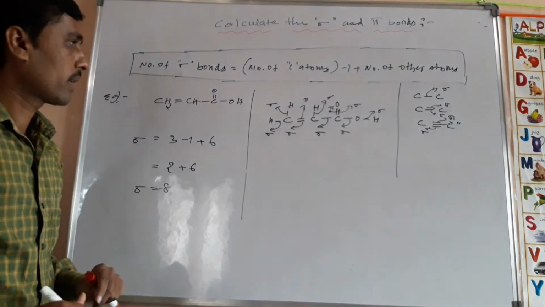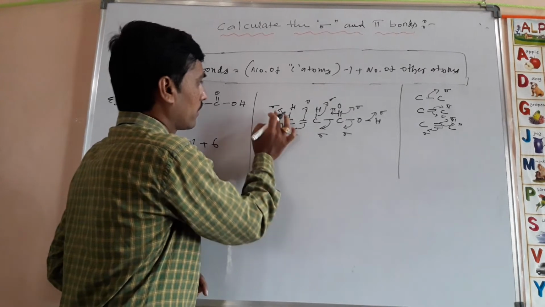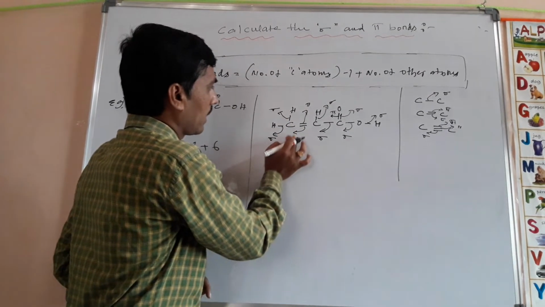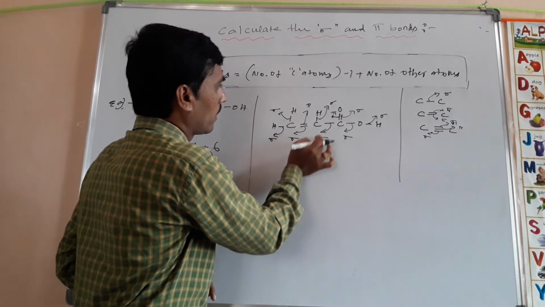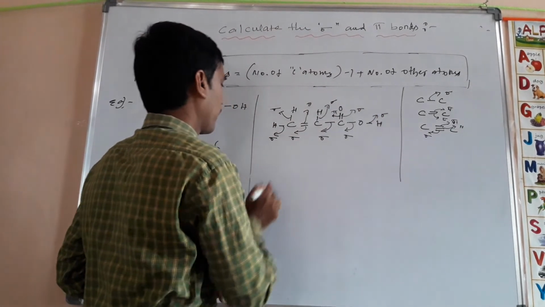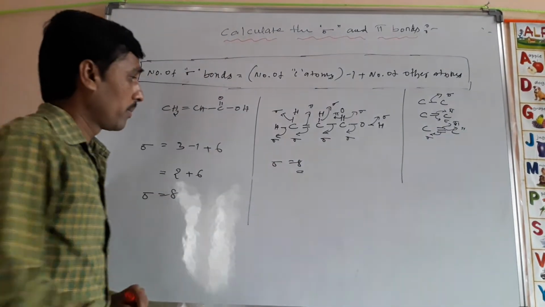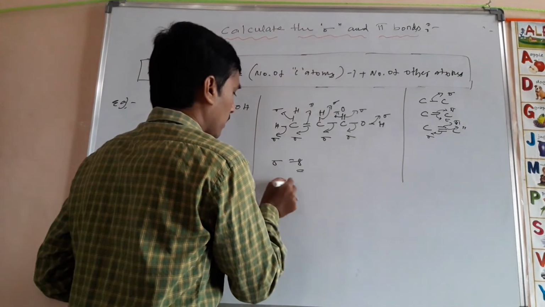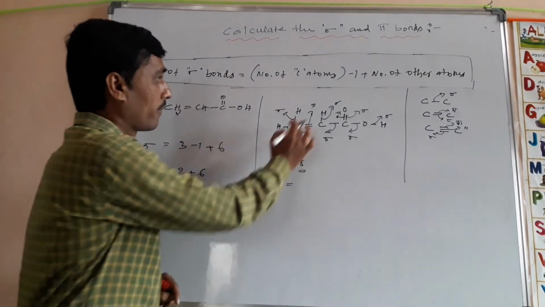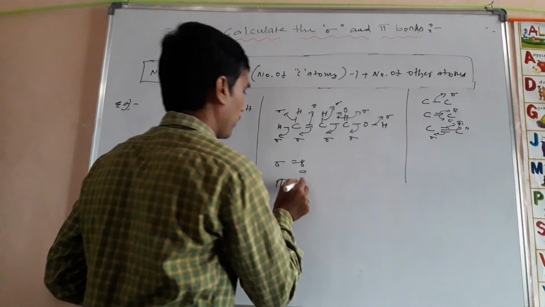Totally, count how many sigma bonds are there: 1, 2, 3, 4, 5, 6, 7, 8. Number of sigma bonds equals 8. But the number of pi bonds, how many pi bonds are there? 1, 2. Totally 2 pi bonds are there.